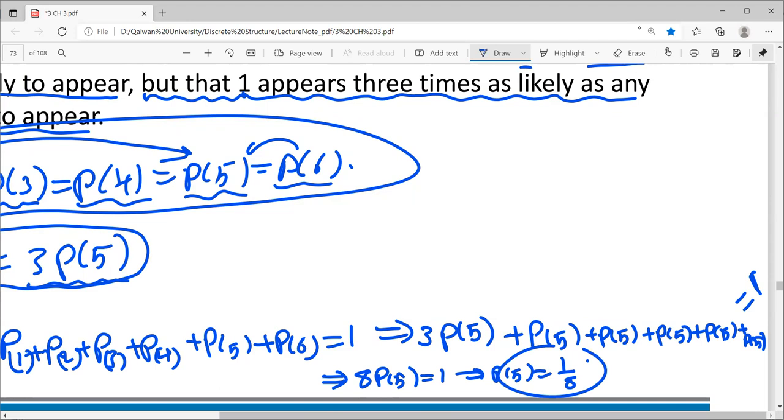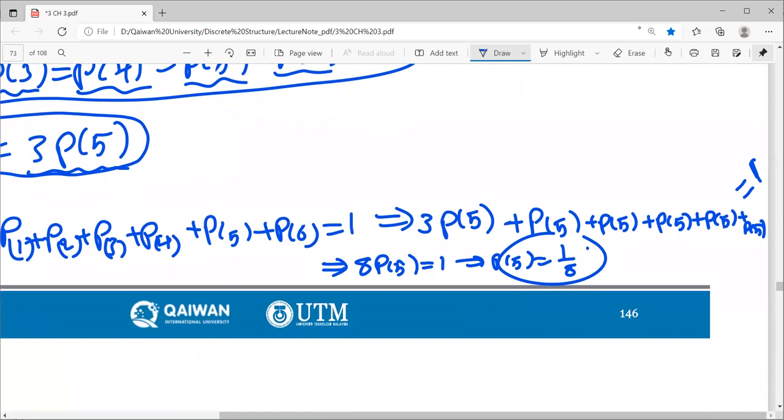How about probability of 2? It's the same. Probability of 3, 4, 5, and 6, these all are the same. That means probability from 2 to 6 is 1/8. How about probability of 1? Probability of 1 equals 3 times probability of 5, which is 3 over 8.